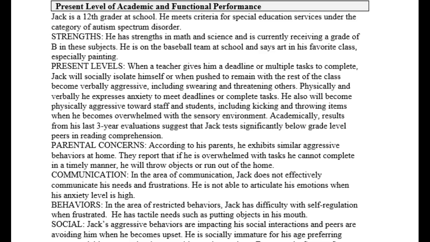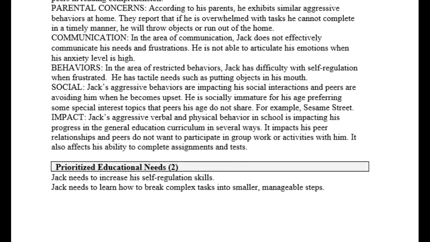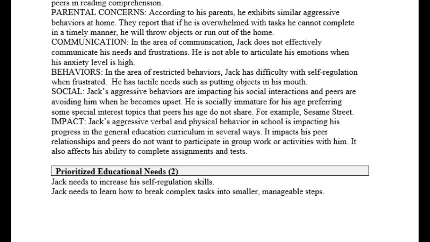So you want to have some present level information. It should be based on assessment data, observations, and whenever possible, try to include the current level of the student's engagement in those activities. Parental concern should always be included, because the parent is part of the team. And according to his parents, Jack exhibits similar aggressive behaviors at home. They report that if he's overwhelmed with tasks he cannot complete in a timely manner, he'll throw objects or run out of the home.